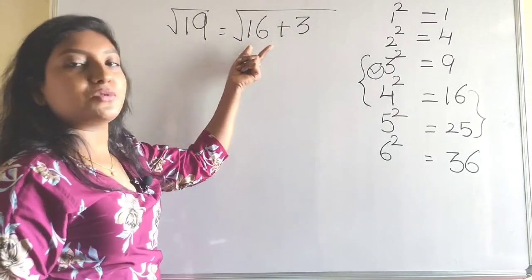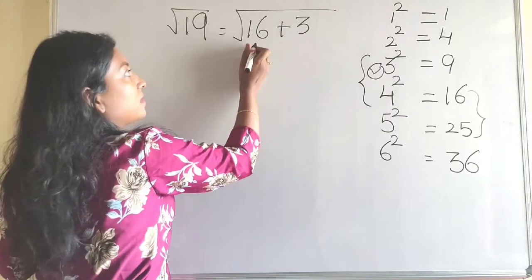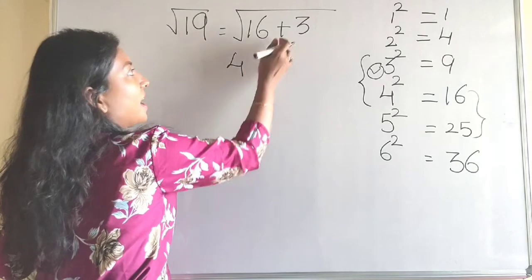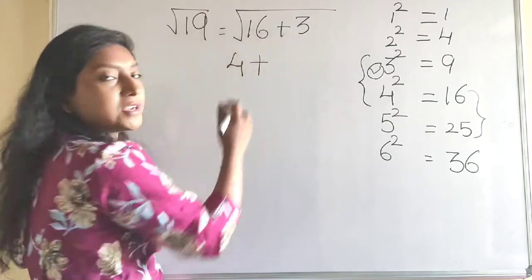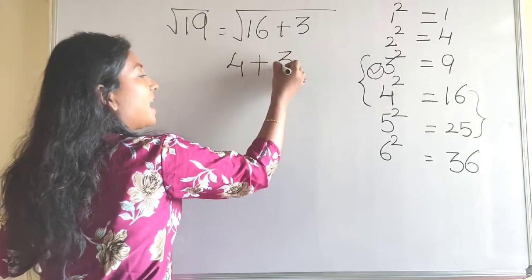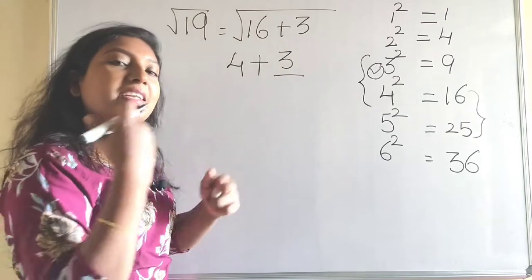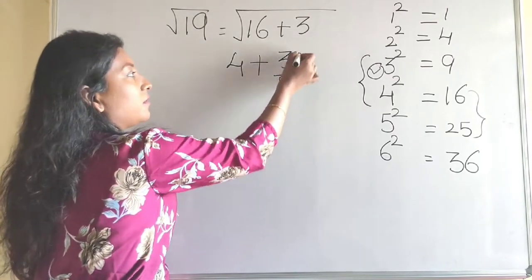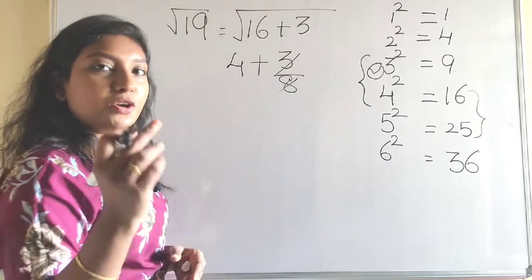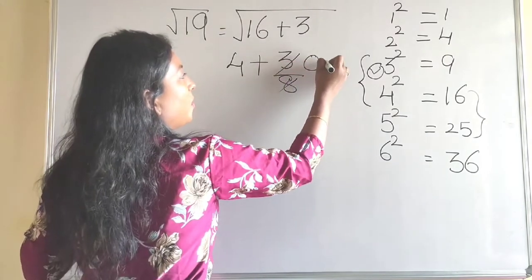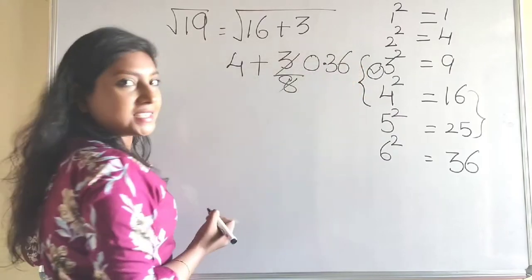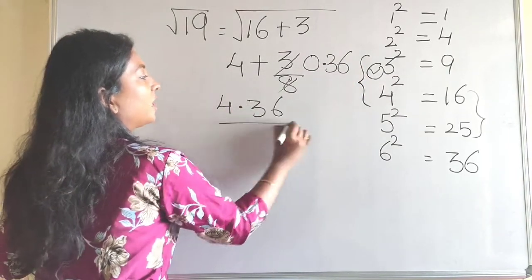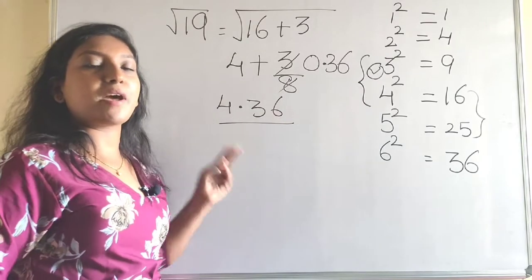Now what we have to do? Take the square root of 16. What is the square root of 16? That is 4. And get this plus down. And what is the next one? That is 3. And in the denominator, what we have to do? Take the double of this number. What is this number double? That is 8. If you cancel 3 by 8, you are going to get 0.36. So 4 plus 0.36 gives 4.36. That's it. We got the square root of 19.